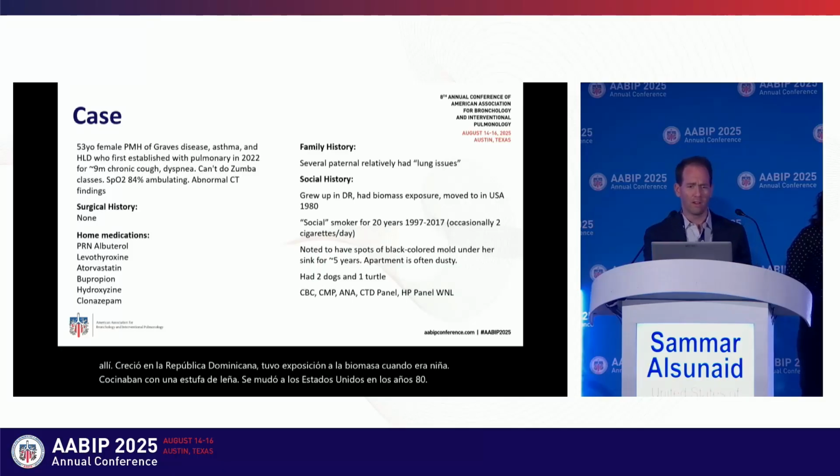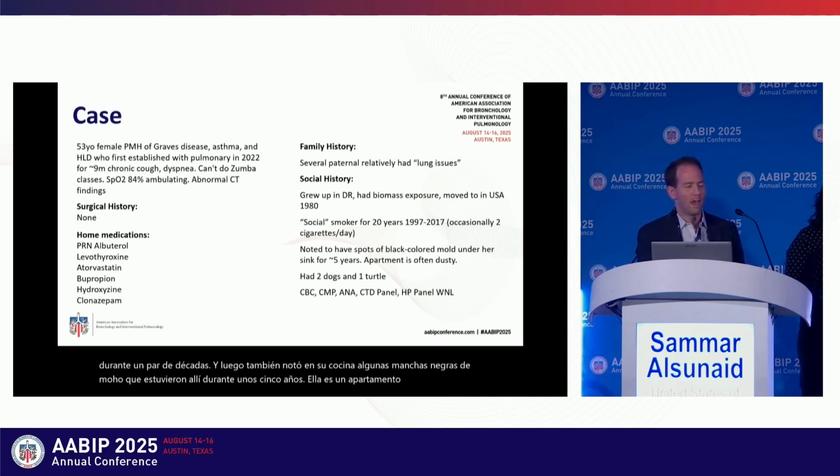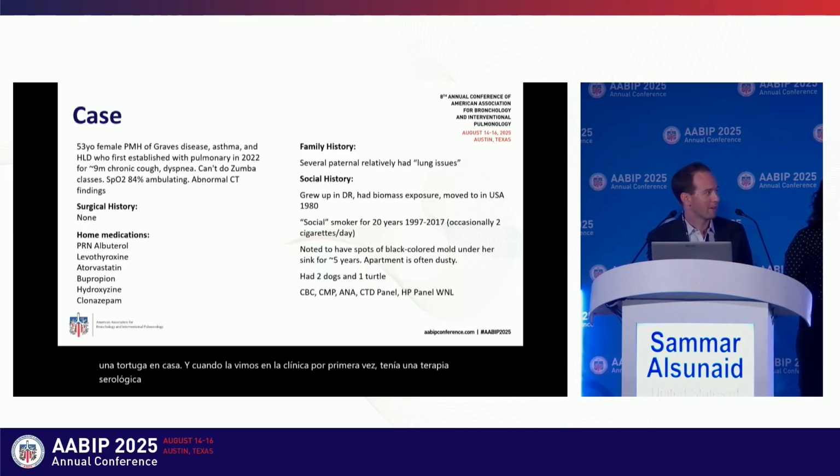She's what most of us would consider a minimal smoker, 2 cigarettes a day over a couple decades. And then she also noted in her kitchen some black mold spots that were there for around 5 years. She has a dusty apartment, 2 dogs, and a turtle at home. And when we saw her in clinic the very first time, she had a pretty extensive serologic workup for connective tissue disease and autoimmune disease.